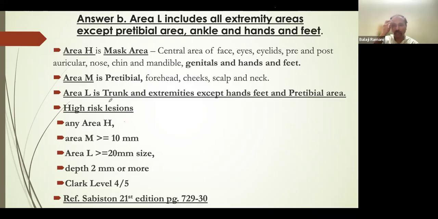So in your high risk lesions, anything in area H, any high risk area, is high risk. Obviously, that is why it is called high risk. In area M, the medium risk area, the cutoff is 10 millimeters, that is 1 centimeter. For all other areas, it is 2 centimeters. More than 2 centimeters is always high risk, anywhere the size is more than 2 centimeters. Anything in the hands, feet, genitalia, all these areas, is significant. And the head and neck mask areas are significant. And other than that, in the rest of the areas, more than 1 centimeter is also significant. So that is the criteria.